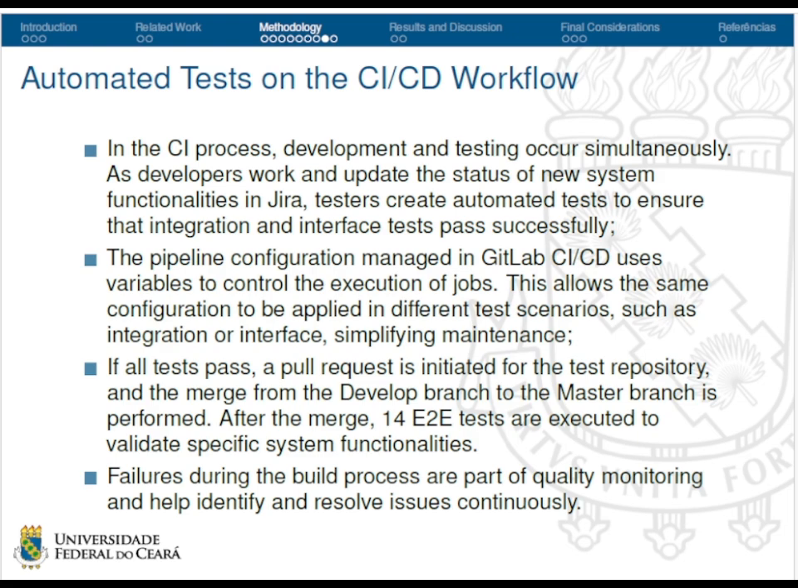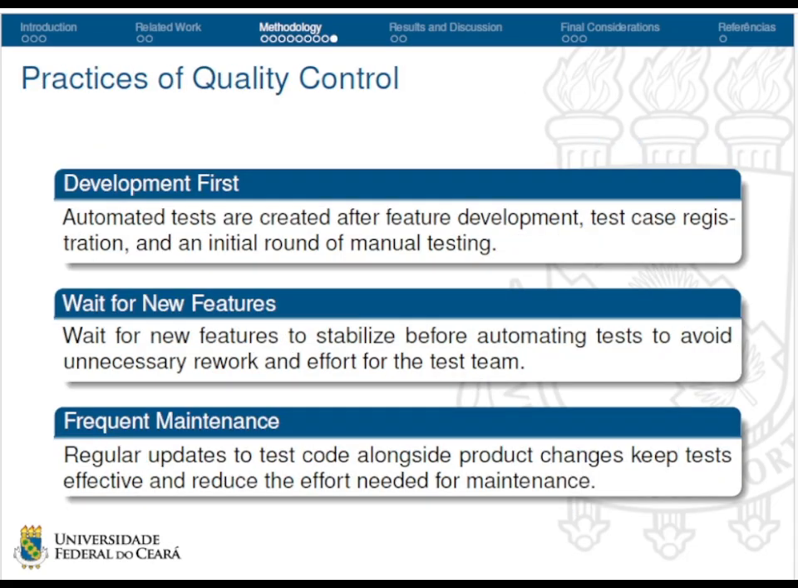After the merge, 14 E2E test files are executed to validate specific system functionalities. Failures during the build process are part of quality monitoring, and they help identify and solve issues continuously, as in the test code and in the project product. These are some practices of quality control that we use.